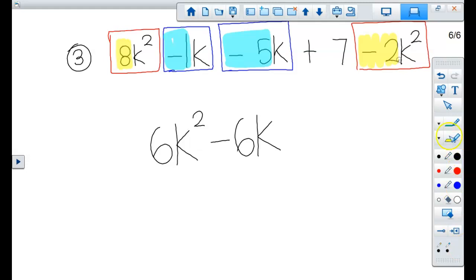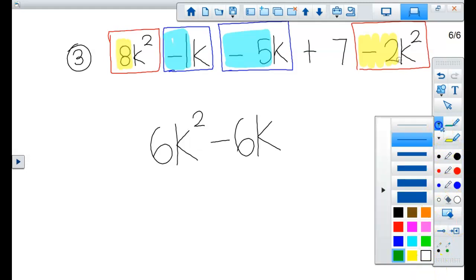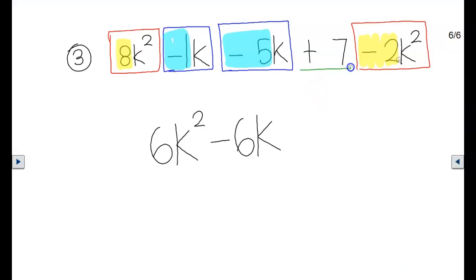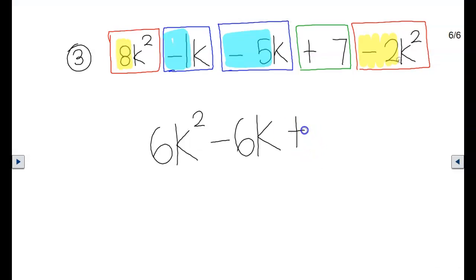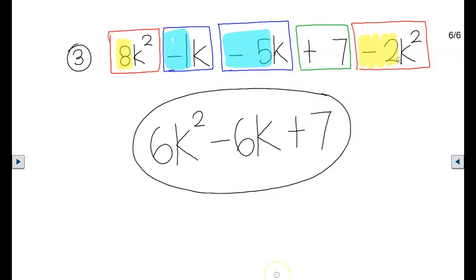Now, you'll notice we still have one term that isn't boxed up yet. So I'm going to switch colors. This term is a plus 7. He has no last name. You will notice that nobody else on the board is like him, so he is not going to combine with anybody else. We're just going to bring down our plus 7. So your answer on this question is 6k squared minus 6k plus 7. You have gone from 5 terms down to 3.